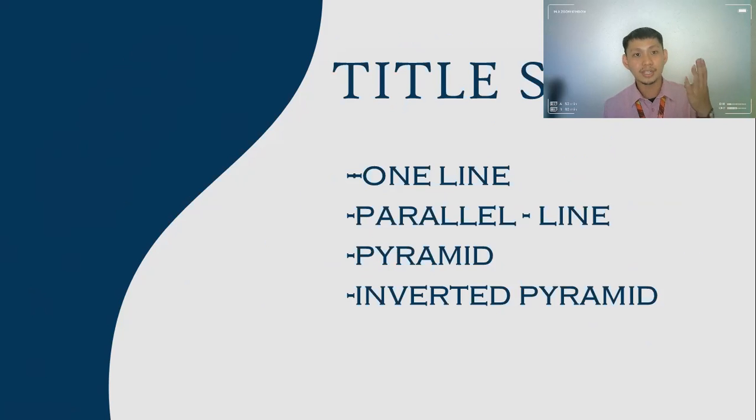We have 4 styles in writing a title. Number 1 can be a one line, straight across. Number 2 would be a parallel line or a justified formatting. Pyramid would be centered, starting from 2 words to 3 words to 4 to 5 words below, or an inverted pyramid, and you just invert it: 5 words, 4 words, 3 words, 2 words, and 1 word. Okay, so that is a title style.